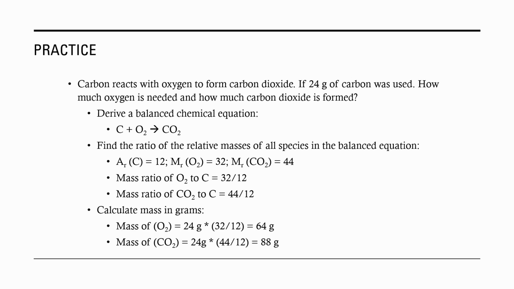Now finally, let's work out the mass in grams of oxygen and carbon dioxide. We can see in the previous step that the mass of oxygen used is 32 over 12 times that of carbon. And we know that the mass of carbon used is 24 grams, so that's 24 times 32 divided by 12. That gives you 64 grams. And we do the same with carbon dioxide, and that should give you 88 grams. If you're able to follow this far, well done. If not, pause this video and let's rewatch from the beginning again.